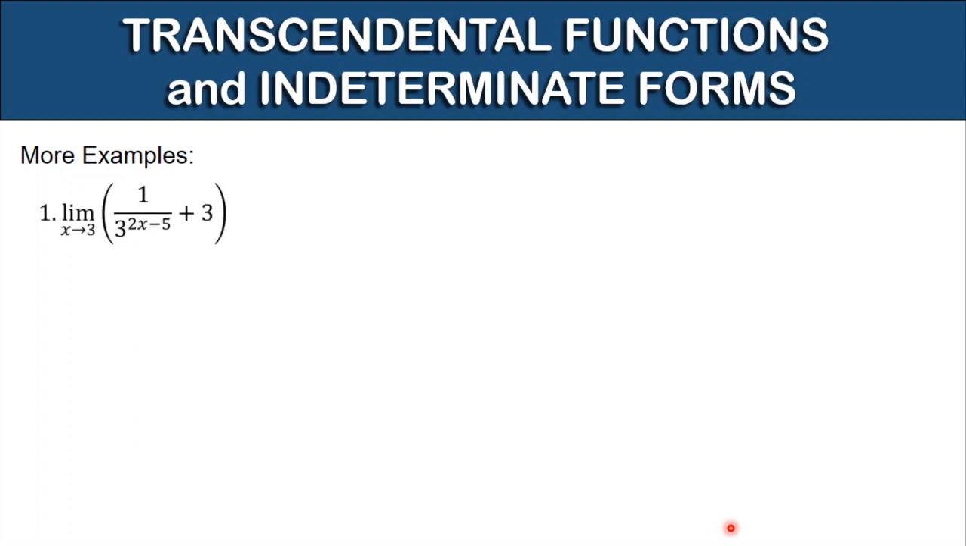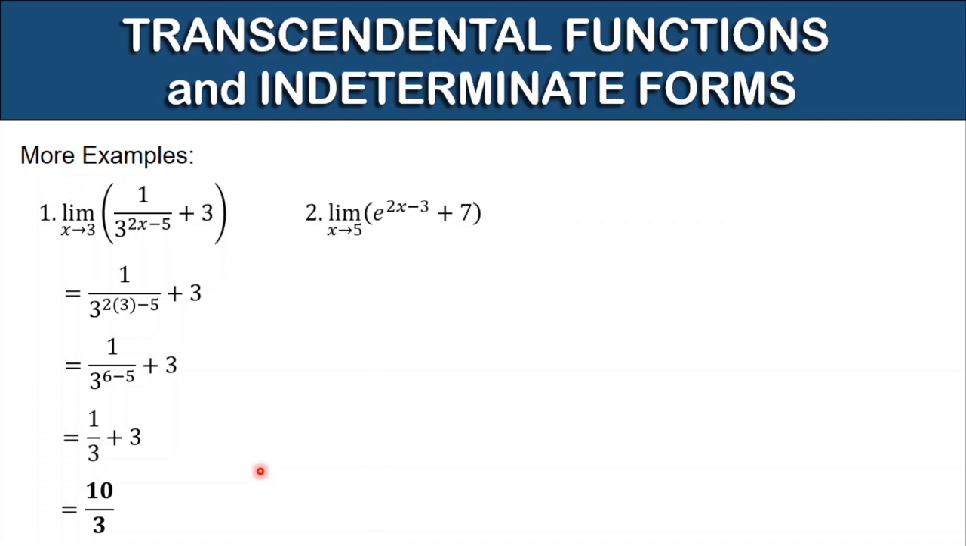Number 1, the limit of 1 over 3 raised to 2x minus 5 plus 3 as x approaches 3. So from here, we can do the direct substitution. And by doing so, we have 1 over 3 raised to 2 times 3 minus 5 plus 3. Then just simplify, we're going to have 1 over 3 raised to 6 minus 5 plus 3. Then we have 1/3 plus 3, and this is equivalent to 10/3 or 10 over 3.